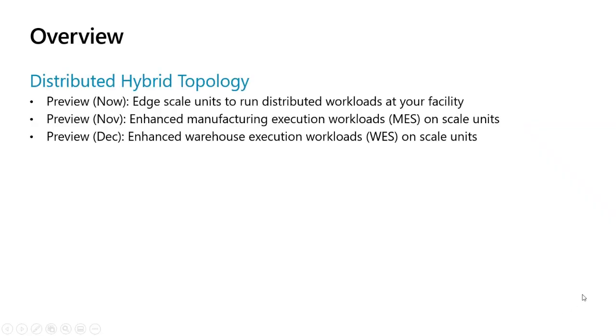We're going to start with our distributed hybrid topology area. This is formally referred to as cloud and edge or cloud scale units. And so going forward, I believe you will hear it referred to as distributed hybrid topology. So what I have listed here, you'll see that as of today's date here at the end of October, these features are still in preview.